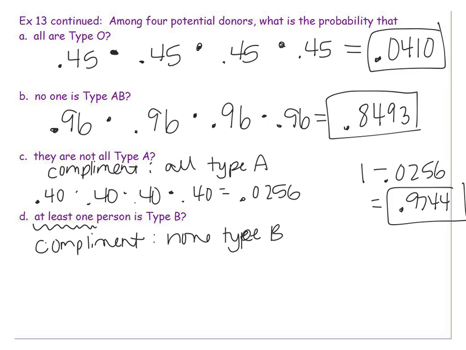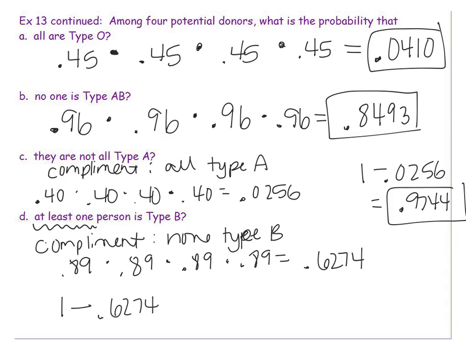Well, type B was, if we look back on example 13, 11%. So if that's type B, then not type B would be everybody else. So 100 minus 11% leaves you with 89%. So the probability that the first person is not B is 0.89, and the second person not B is also 0.89, and the third person not B is 0.89, and the fourth person not B is 0.89, for a total of 0.6274. Well, again, we used a complement, so we're going to take 1 minus that answer to find out the answer we want, which is 0.3726.